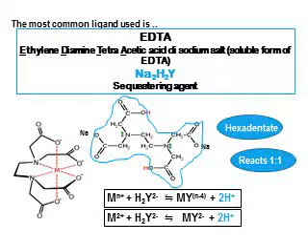For example, if we have a metal with 2 positive charge, it will form a complex like MY with a charge of negative 2. So again, with n positive 2, minus 4 gives negative 2.